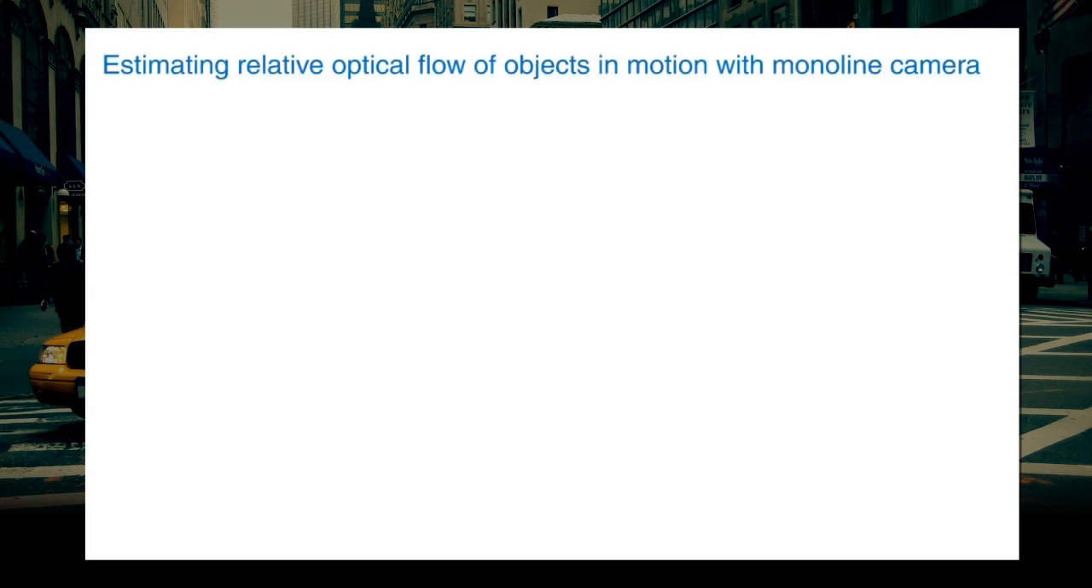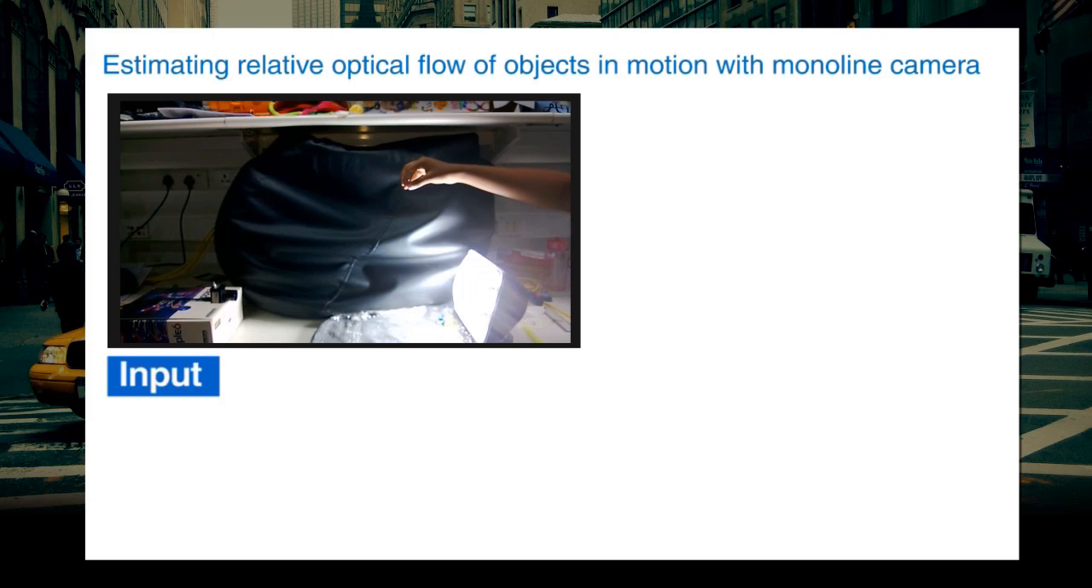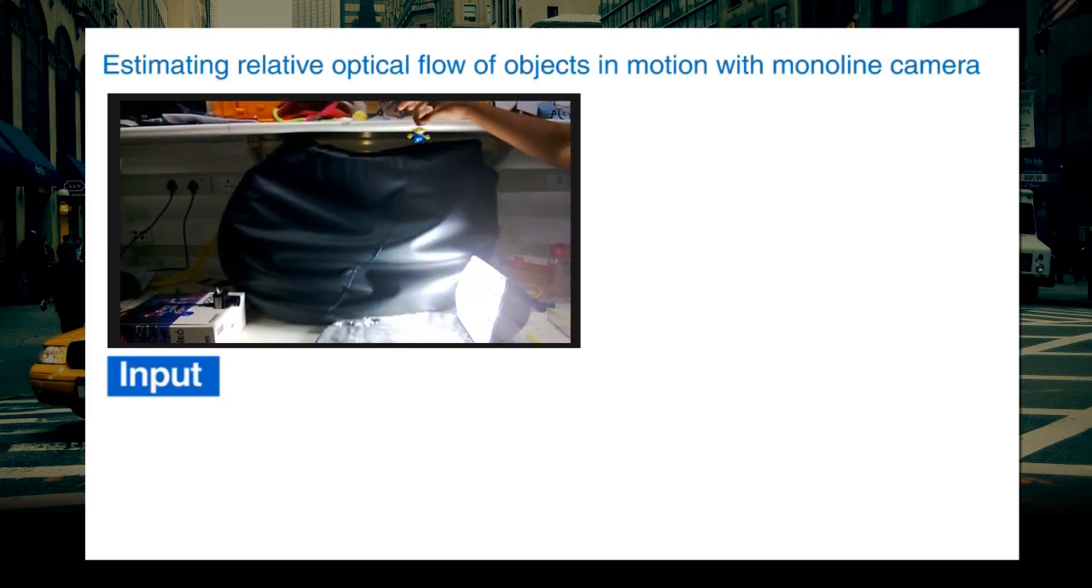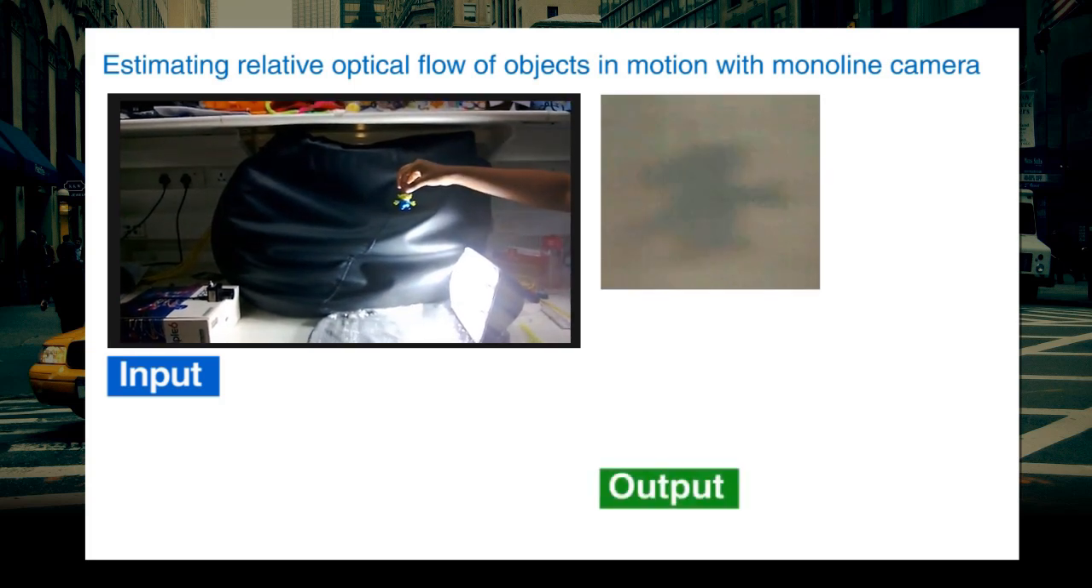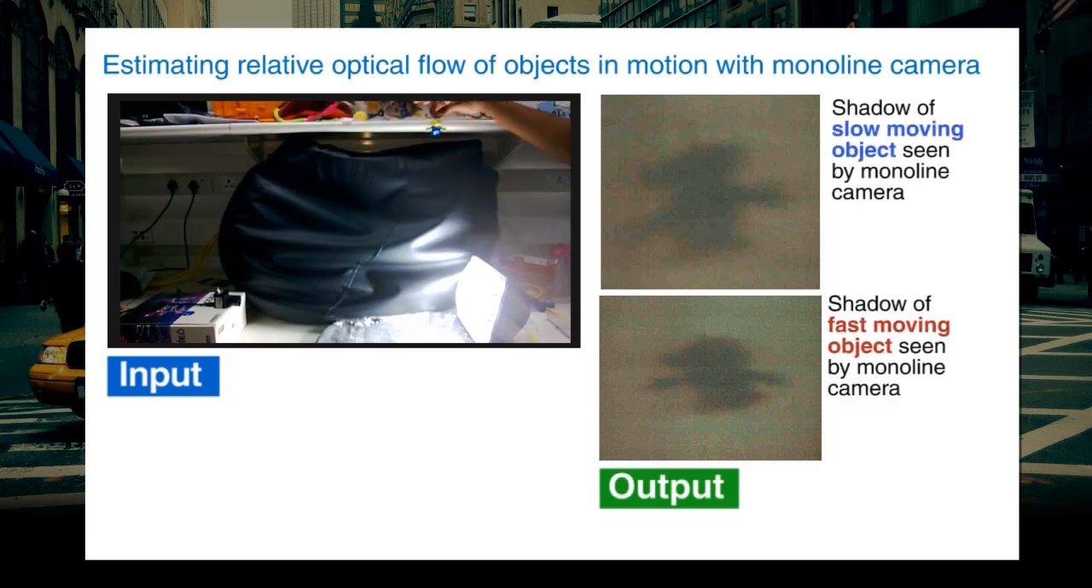We now show how we can estimate relative optical flow of objects in motion with monoline camera. We can see a toy object being thrown twice, at first slowly and then faster. In both cases, shadows are analyzed by our monoline camera. By analyzing the geometry of the shadows in the output frames of the monoline camera, we can calculate the relative optical flow of the object in motion.